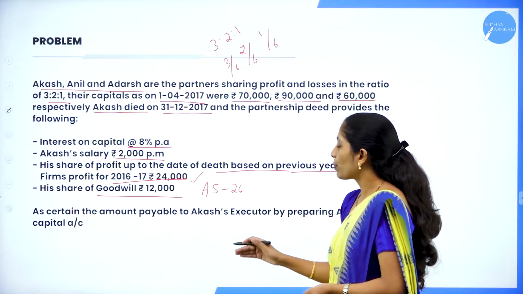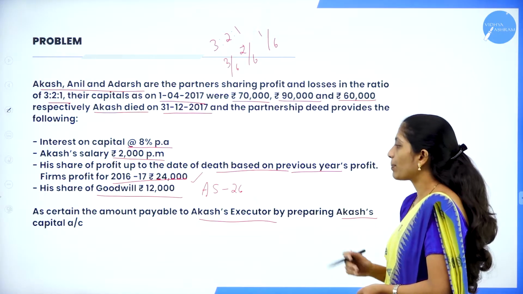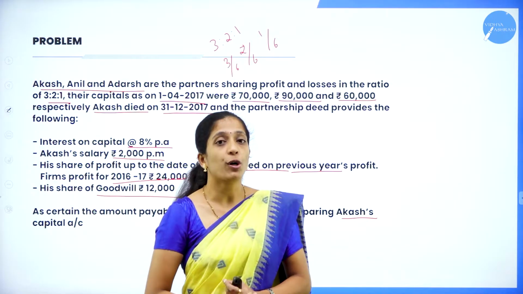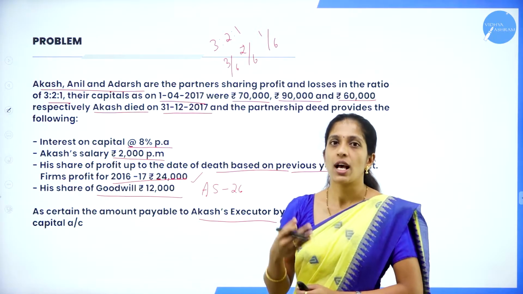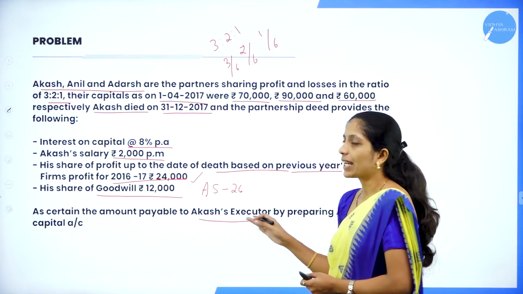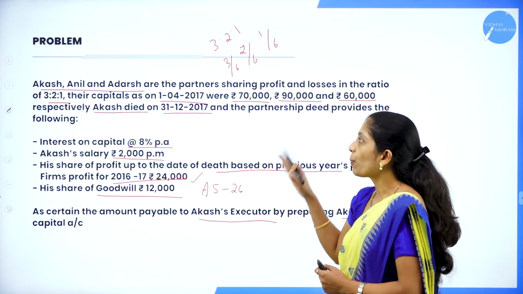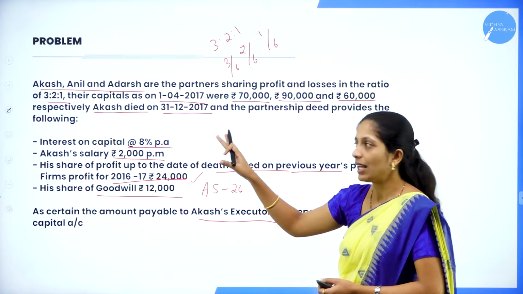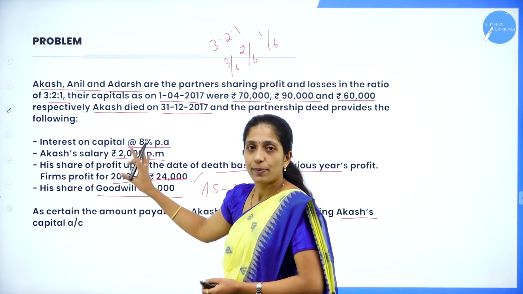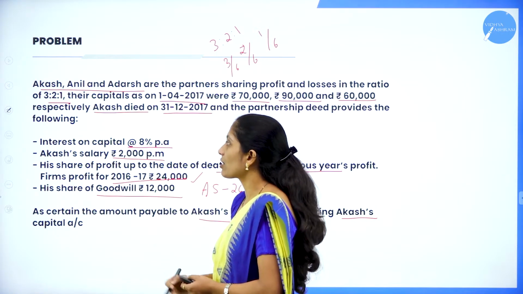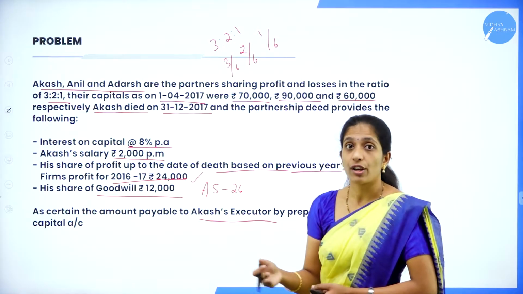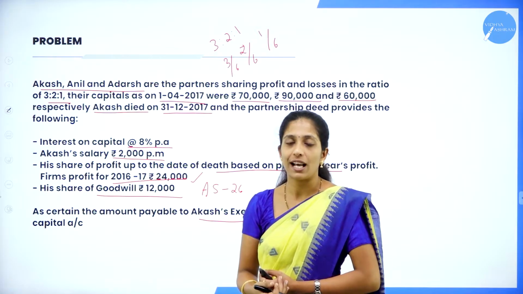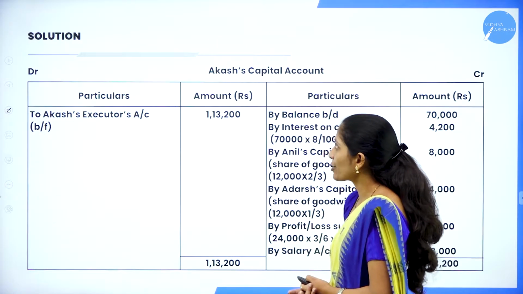Ascertain the amount payable to Akash's executor by preparing Akash's capital account. So we have to ascertain the amount payable to his executor, that is Akash's executor, by preparing Akash's capital account. Hope you are clear with the question here. They have given who the partners are, what their capitals are, and the things that have to be given to the deceased partner. It may be interest on capital, his salary, his share of profit which has to be calculated on previous year's profit, and then his share of goodwill. Now go through the solution here.